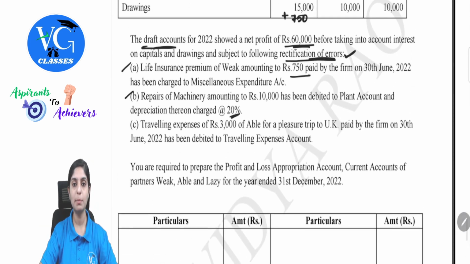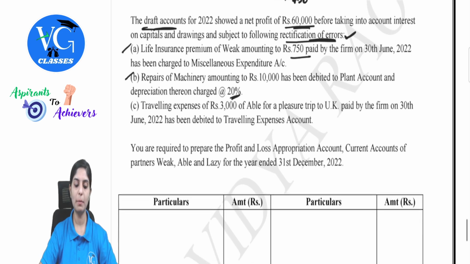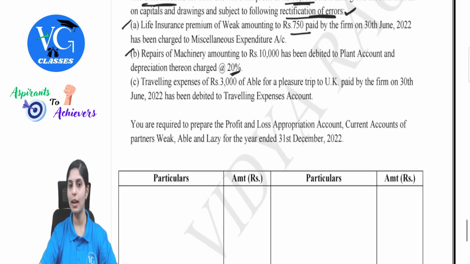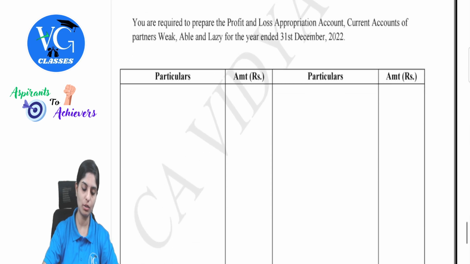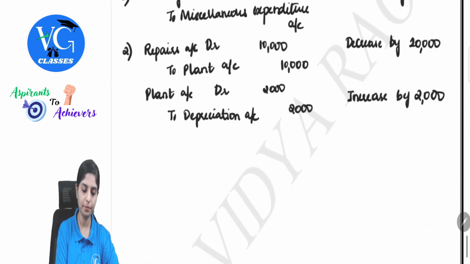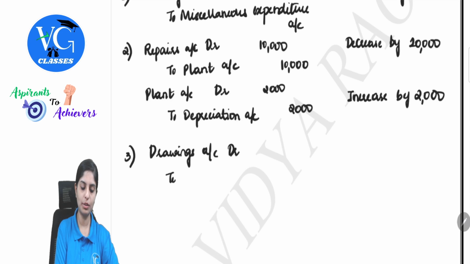Next, traveling expenses of 3,000 of Able for a pleasure trip to UK paid by the firm on 30th June has been debited to traveling expense. Again, an item of expenditure which is in the nature of drawings has been recorded as traveling expense. So drawing should be recorded, and what is debited to travel expense needs to be eliminated. So what will be the entry? Drawings account debit to traveling expenses.